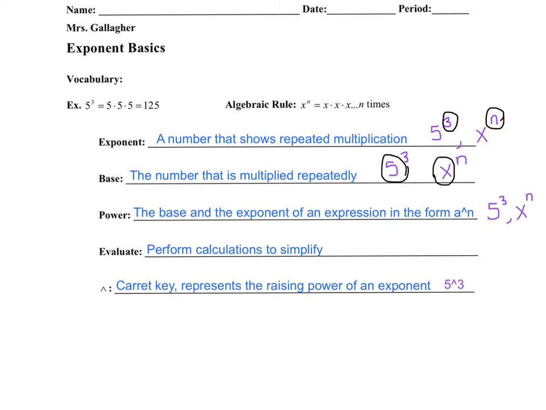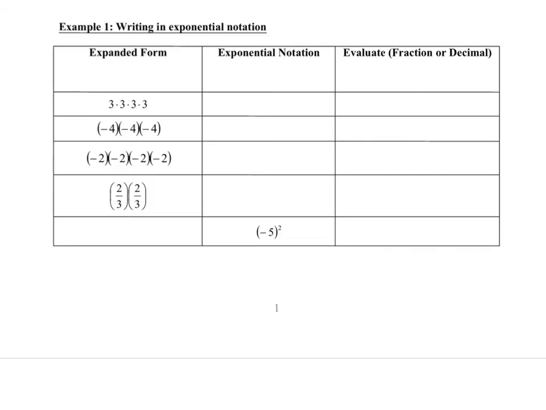Now let's discuss writing exponents in exponential notation. Let's look at our table below, and we have 3 different categories with 3 columns. Our first is the expanded form, then the exponential notation, and then we're going to evaluate, also known as simplify our calculations.